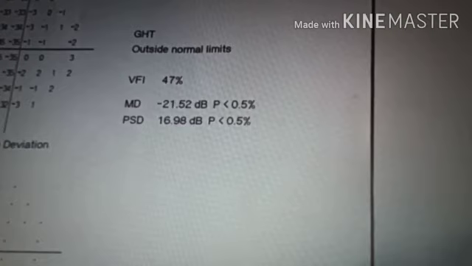You can see the mean deviation and pattern standard deviation can have p-values of 5%, 2%, 1% and 0.5%. So it basically means if the p-value is less than 0.5%, it means that less than 0.5% of the population have vision loss worse than the measured value.